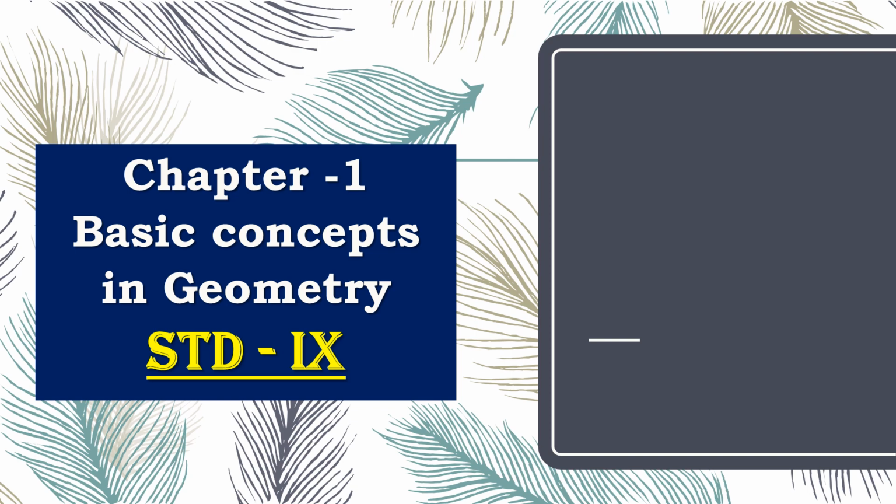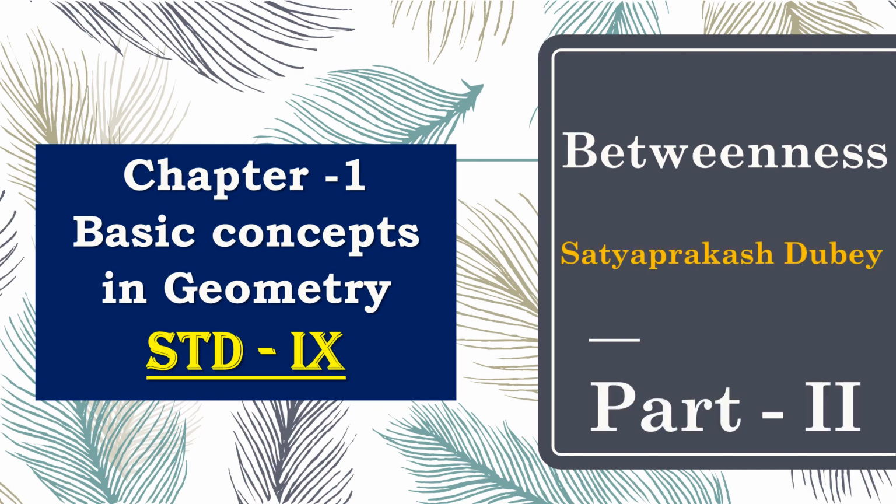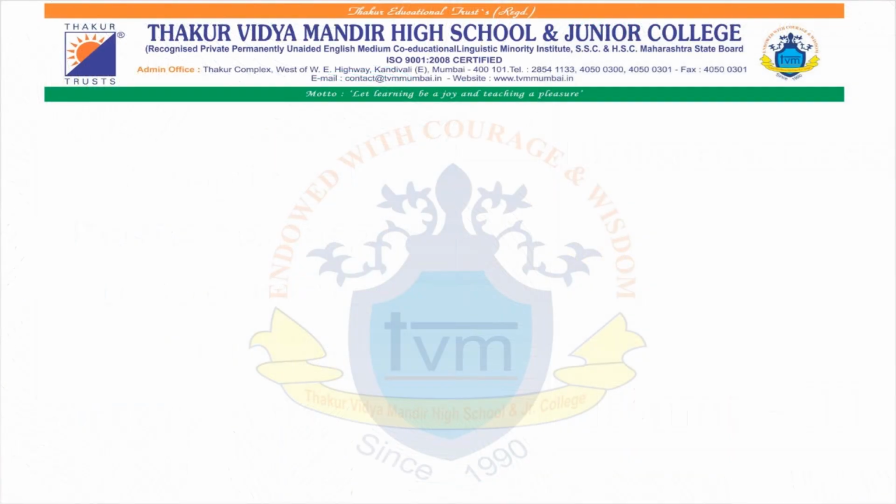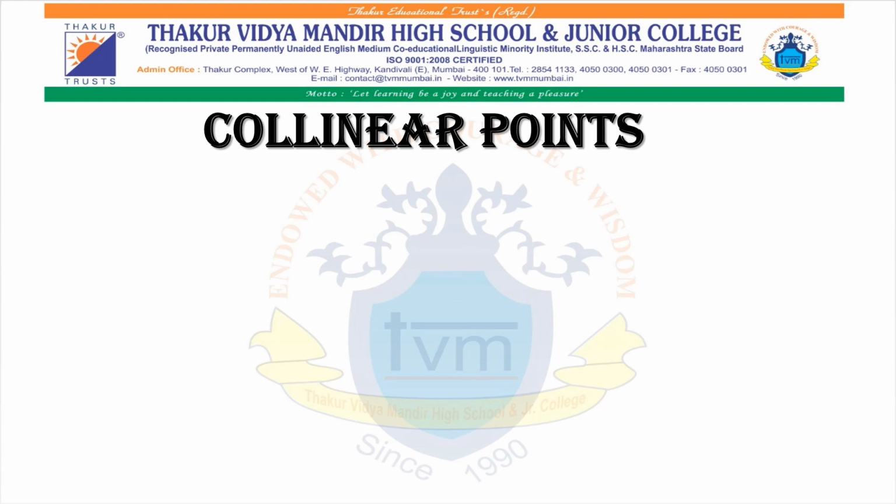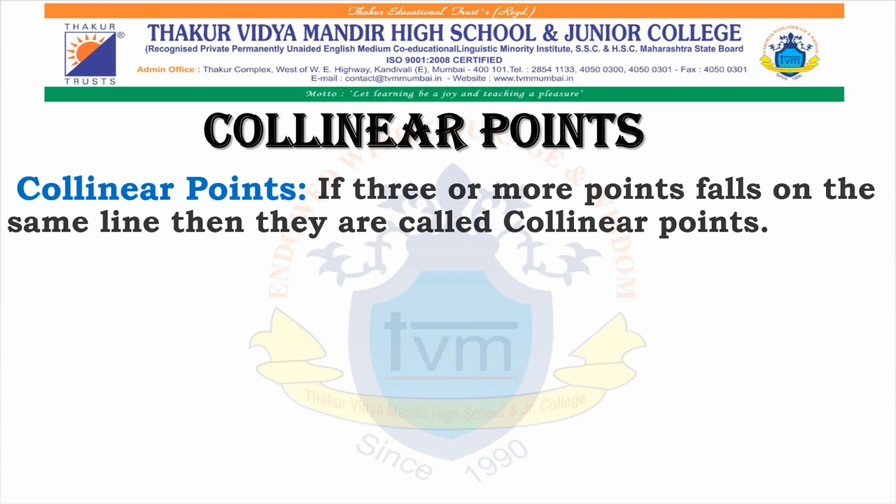Today's topic is basic concepts in geometry. Subtopic is betweenness. What are collinear points? If three or more points fall on the same line, then they are called collinear points.